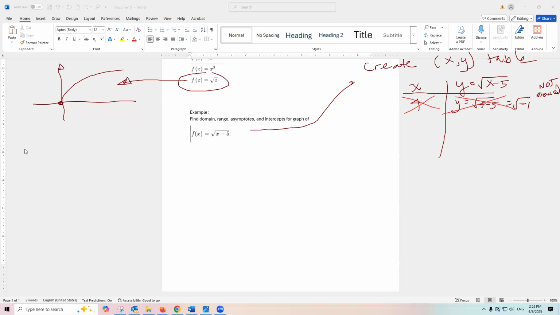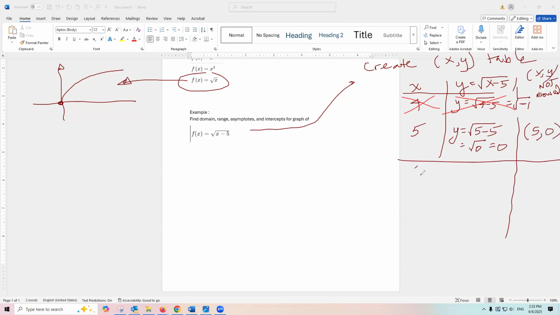Let me use instead X equal 5. All right, then Y is the square root of 5 minus 5. That's the square root of 0. That's 0. So 5 comma 0 is going to be a point on the line. So here I'm going to write down the XY points that we're going to be plotting here. All right, how about if I pick 6? Y is the square root of 6 minus 5. That's the square root of 1. That's 1. So 6 comma 1.